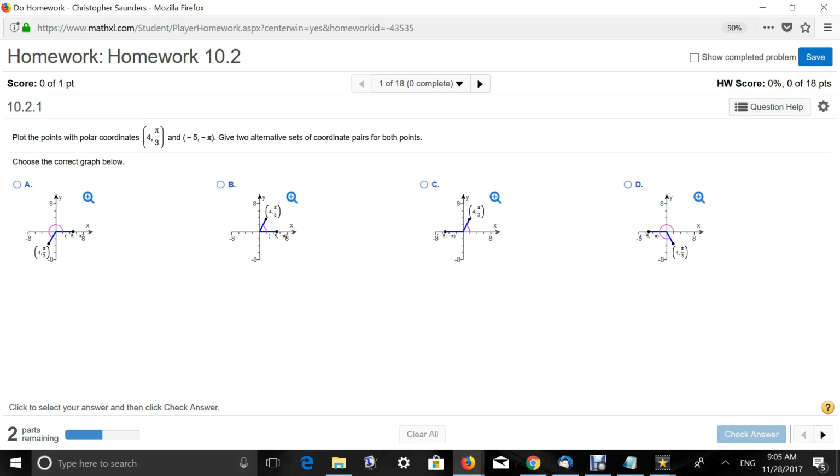Let's look at the angle first. Negative pi means that we're at an angle of negative pi. An angle of pi is all the way over here, along the negative x-axis. A negative angle means that you reverse the way you're looking. So negative pi is actually the same thing as 0, an angle of 0, which is the positive x-axis. So this one has to be pointing along the positive x-axis. The only one that has the pi over 3 angle the correct way and the negative pi angle the correct way is choice B.